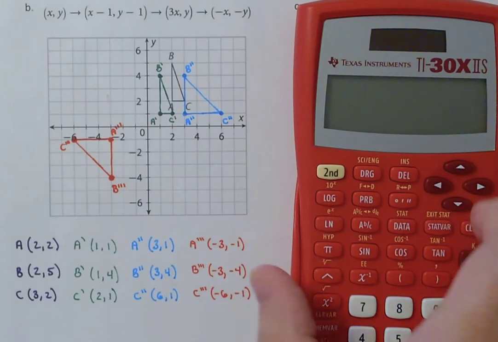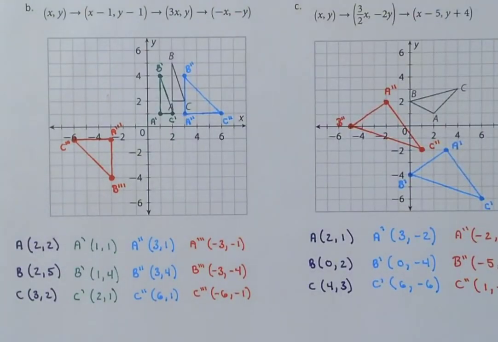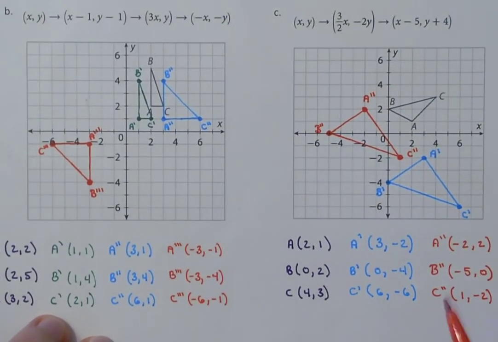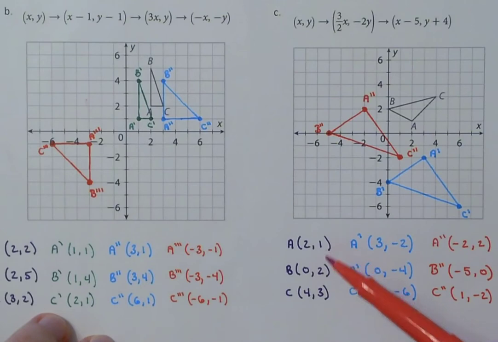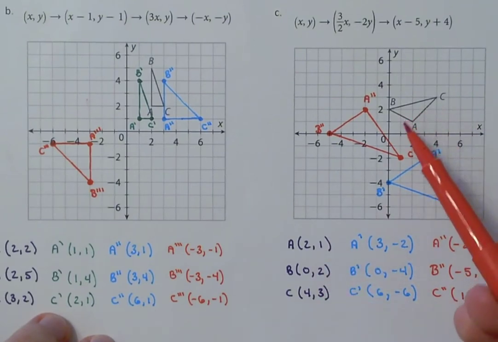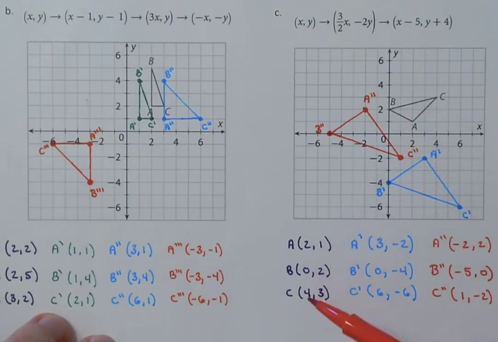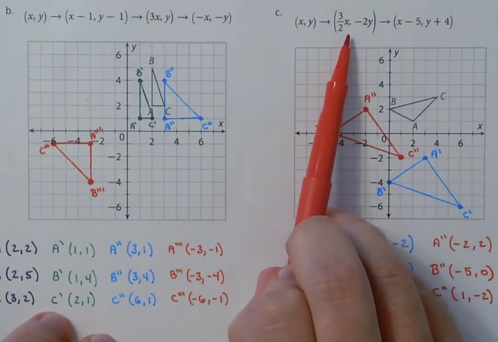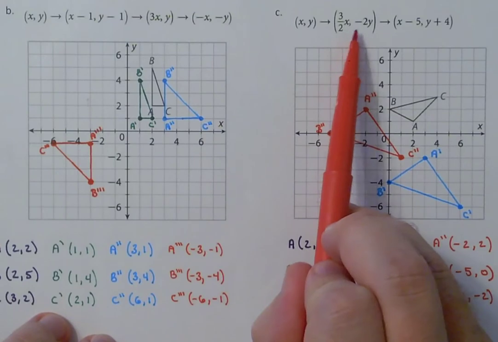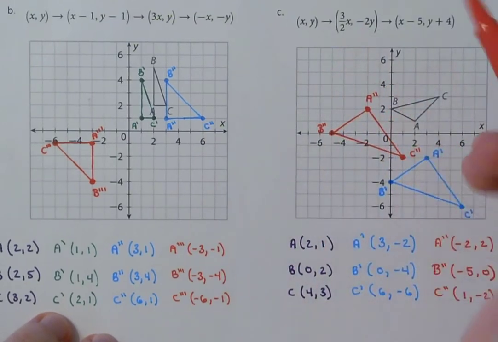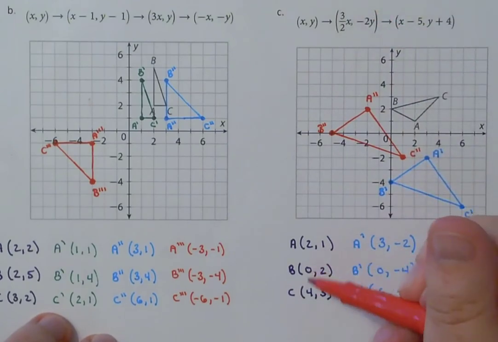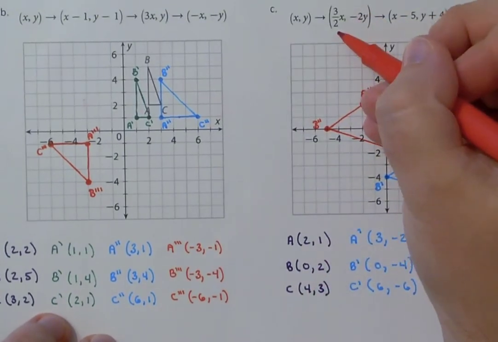Now, part C, I'm going to uncover my completed notes, but I will talk about what I've done. For this, I'm not going to run through it step by step. Okay, we know our points for A, B, and C from the original triangle are (2, 1), (0, 2), (4, 3). Okay, my first rule is (3/2 x, negative 2y). That means you're going to multiply all the x values, 2, 0, 4, by 3/2.